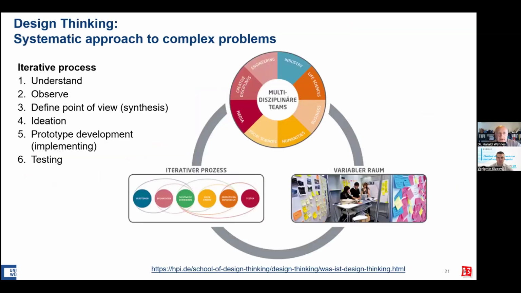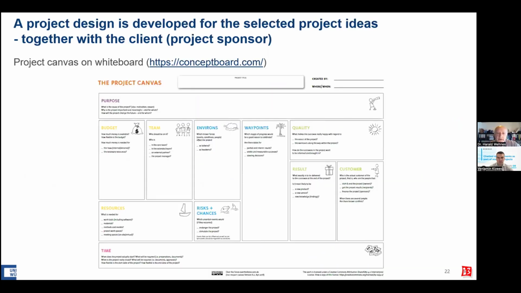Starting with design thinking and the result, innovative solution approaches. Then the chosen project is then done, the project design for this project together with the client, the project sponsor. I use a project canvas, and we did this online with a whiteboard, concept board, very good tool.